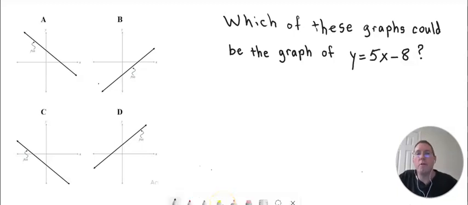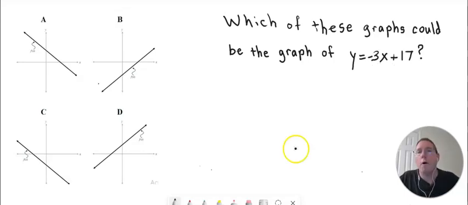Okay, let's try this one. It says, which of these graphs could be the graph of y equals 5x minus 8? Why don't you pause the video and see if you can figure out whether it's A, B, C, or D. Okay, so we have a positive slope because the slope here is positive 5. So that's going to be either B or D. And then the y-intercept is negative. That's negative 8, so positive slope, negative y-intercept. So that's B because B has a negative y-intercept and a positive slope. Therefore, the answer here is B.